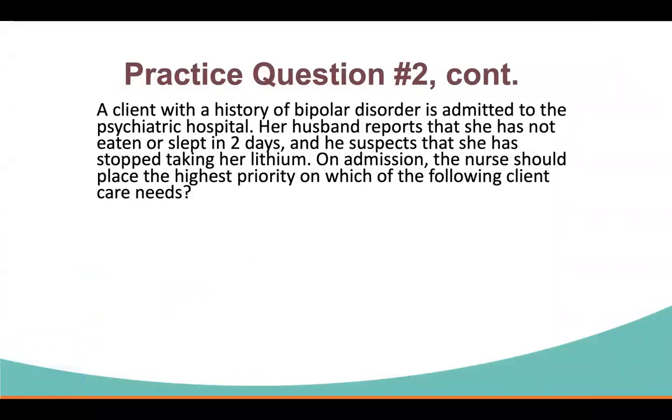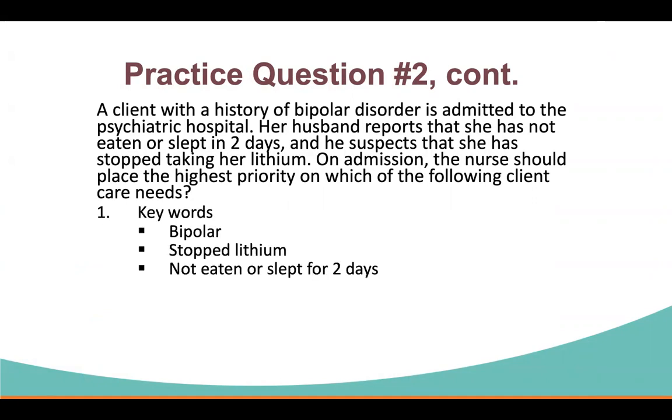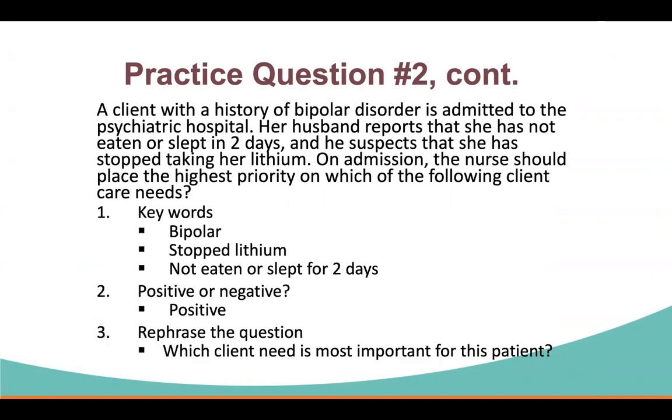We'll use the 4 steps of answering a test question. The key words are bipolar, stopped lithium, and not eaten or slept for 2 days. It's a positive style question, and we can rephrase the question with, which client need is most important for this patient? What type of priority question is this? Would you prioritize your nursing actions based on ABCs or Maslow's? ABCs didn't apply, but Maslow's does.